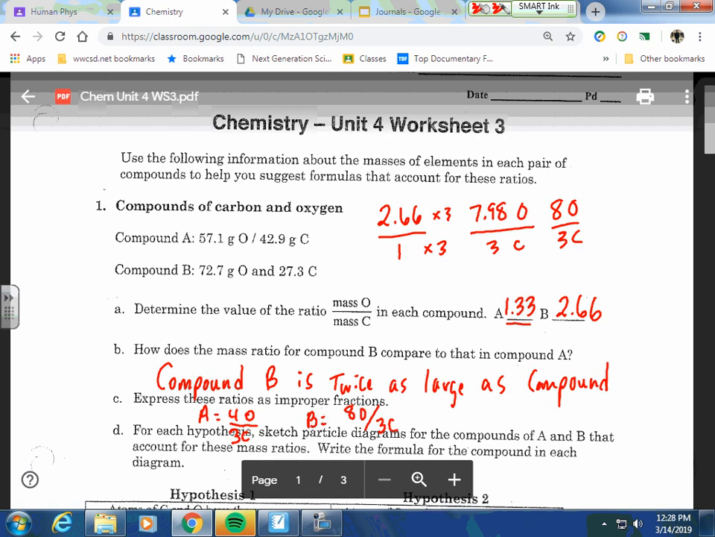So in the next part, letter D, it says for each hypothesis, sketch particle diagrams for the compounds of A and B that account for these mass ratios. You guys are just working with pens or pencils or whatever, so I'm just going to keep this simple in terms of the colors of the dots that I use. I'll just make either black dots or white dots. 4O over 3C, and then B is 8O over 3C.